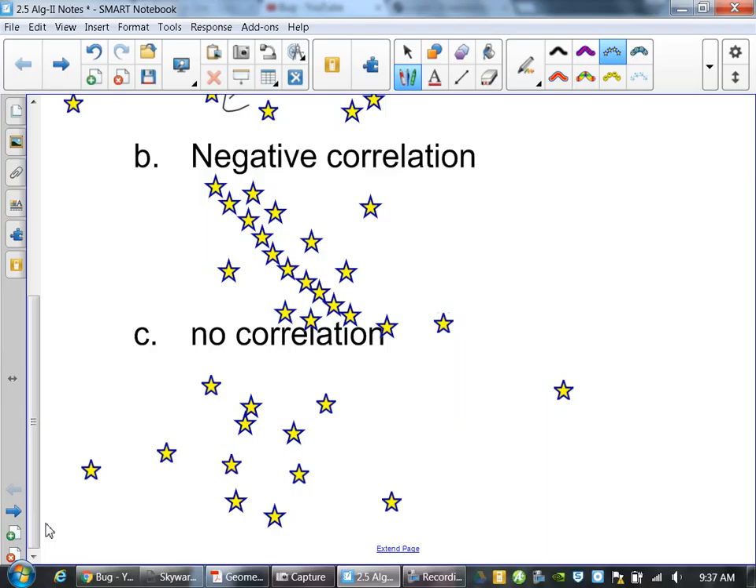What's the first one? Positive. It looks up and right. Data looks like it's moving up and right. Negative correlation, data looks like it's going down and right. No correlation. It's just everywhere. It's everywhere.